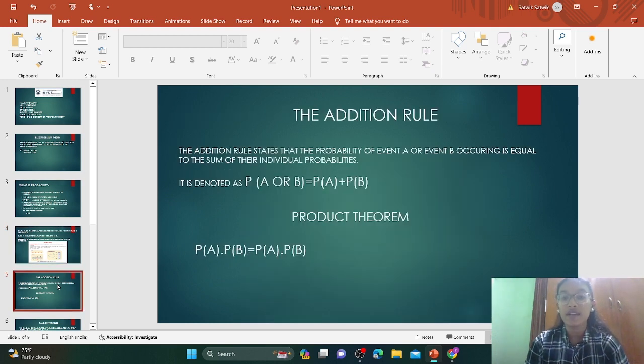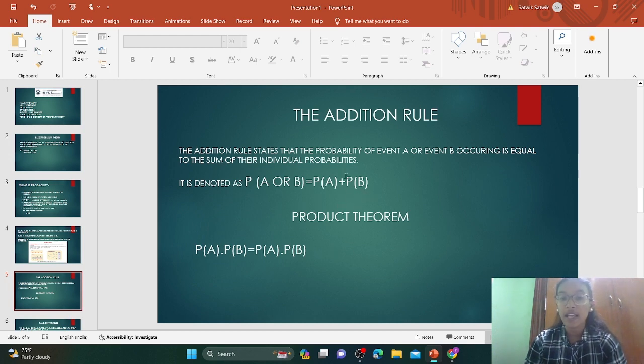The next one which we are going to see is the addition rule. I guess this is the rule which everyone knows in probability. The addition rule states that the probability of event A or event B occurring is equal to the sum of their individual probabilities. So the probability of A or B is the probability of A plus the probability of B.